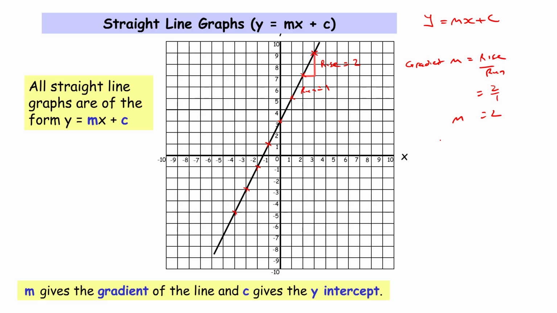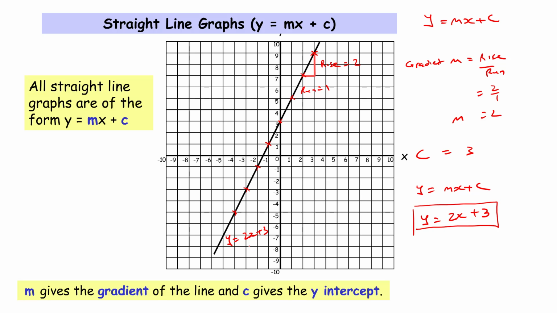So m equals 2. Now I need c, the y-intercept. Where does the line cross the y-intercept? And it's there, at 3. So our equation is given by y is equal to mx plus c. So in this case, y is going to be equal to 2x plus 3. That's our equation of the straight line. I can write it on the graph anywhere along the line. Y is equal to 2x plus 3.